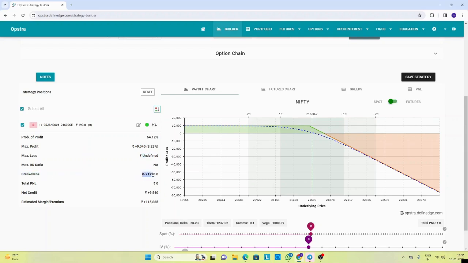Now, in order to calculate the break even, for a call option, again, it is strike price plus the premium. So 21,600 plus 190.8, which is 21,790, which means if Nifty closes exactly at 21,790, it is going to be a break even with no profit, no loss. If it closes anywhere above 21,790, that will end up in an unlimited loss. And if it closes anywhere below 21,790, that will generate the maximum profit.